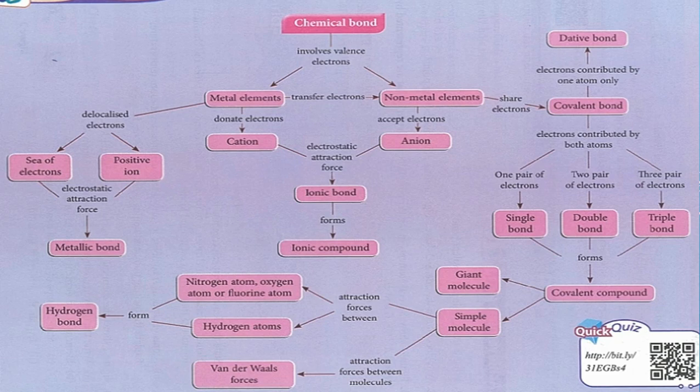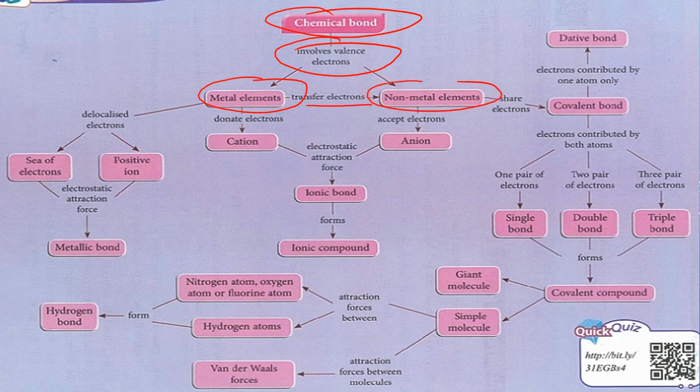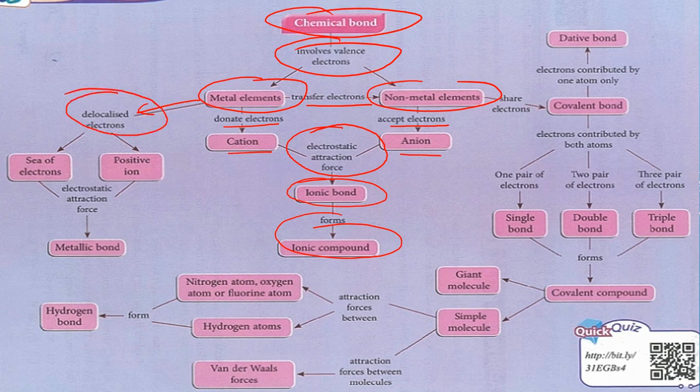So that's all for chapter 5, chemical bond. Chemical bond involves valence electrons. Okay, between metal and non-metal there is transfer of electrons. Metal will donate the electron forming cation, and non-metal accepts the electron forming anion. So the cation and anion, they akan attracted to each other by electrostatic attraction force to form ionic bond. So ionic bond forms ionic compound. Okay, and then for metal elements, the electrons are delocalized, forming a sea of electrons and positive ions. Between these two there is electrostatic attraction force forming the metallic bond.